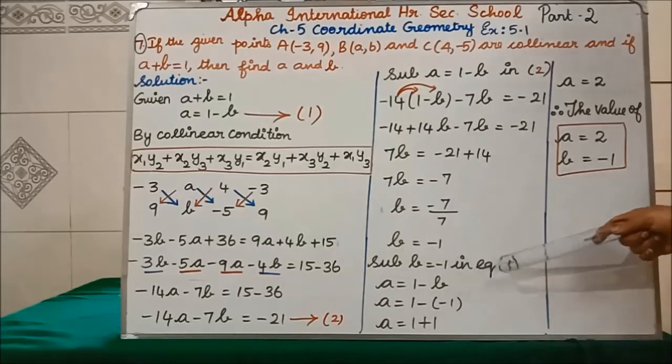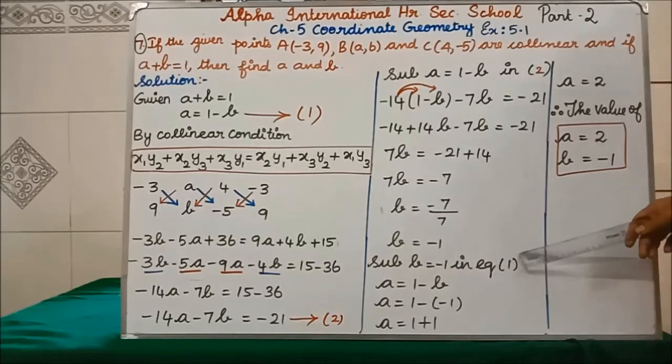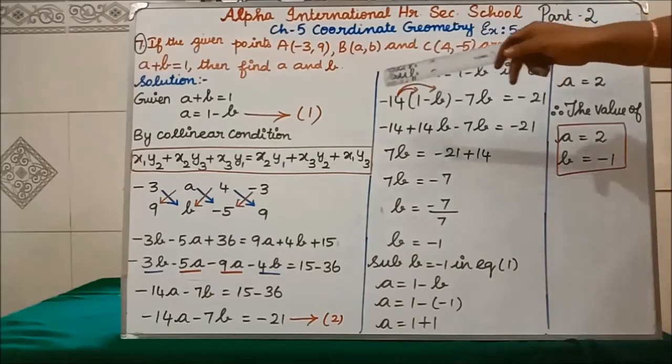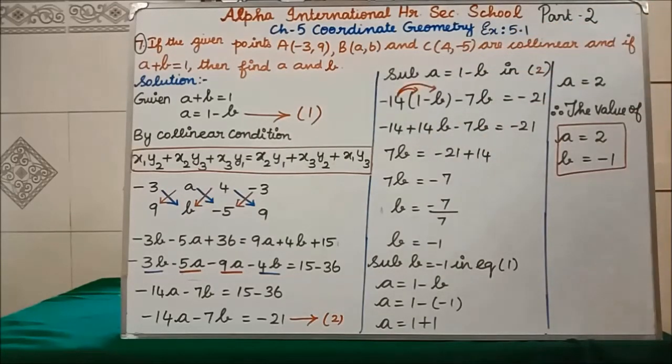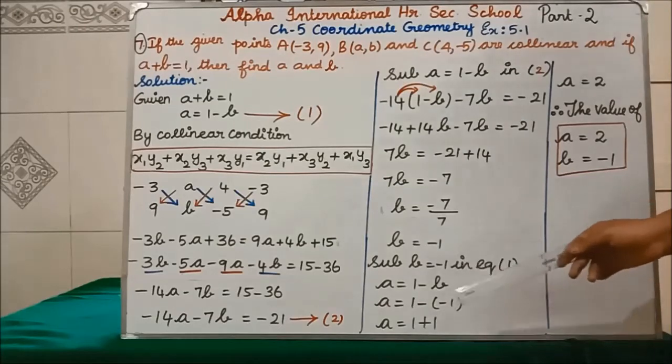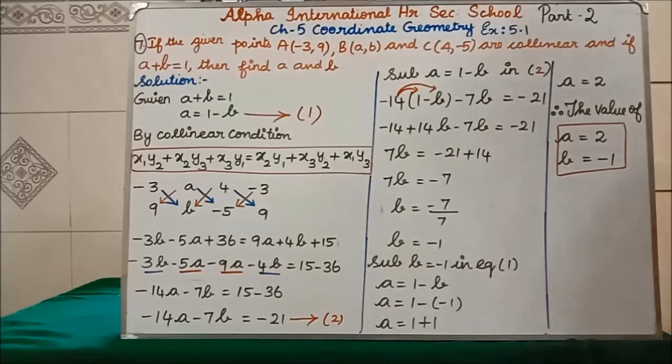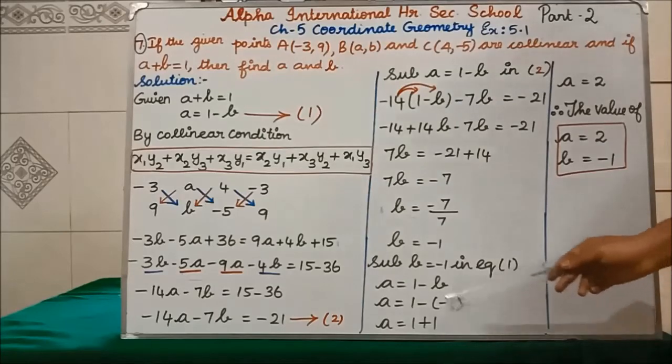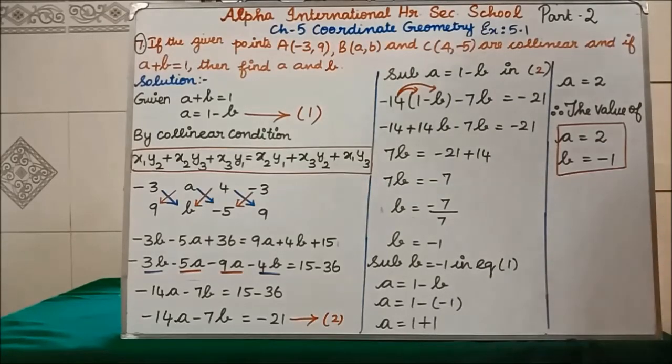Substitute b equal to -1 in equation 1. What is our equation 1? a equal to 1 minus b is our equation 1. So in that we are going to put the b value so that we will get the a value. Isn't it? a equal to 1 minus b. The b value is -1. Clear? a equal to 1, minus into minus is plus 1. So a equal to 2. Clear? The value of a equal to 2, b equal to -1.